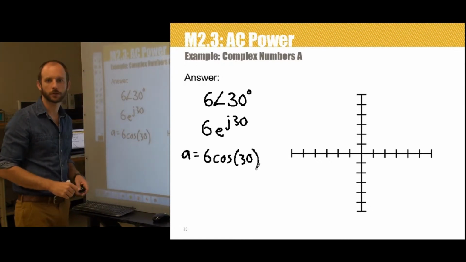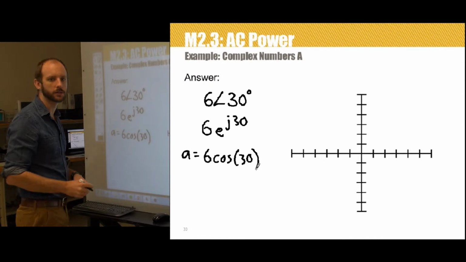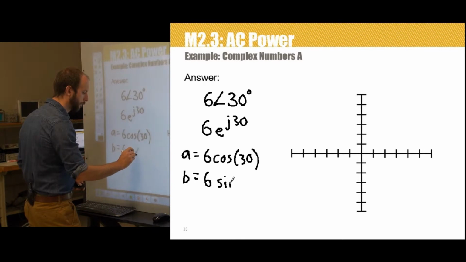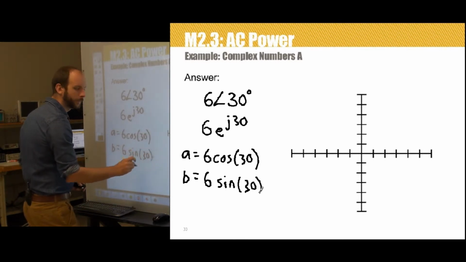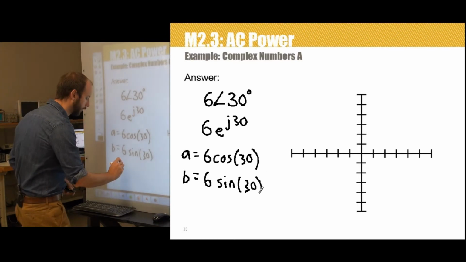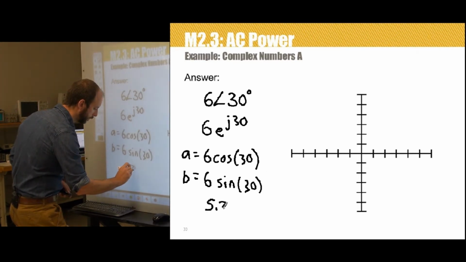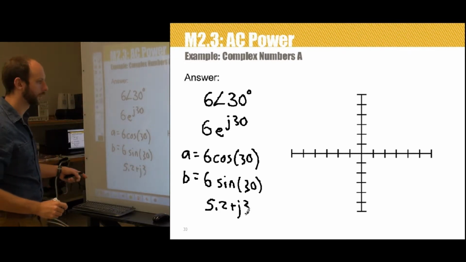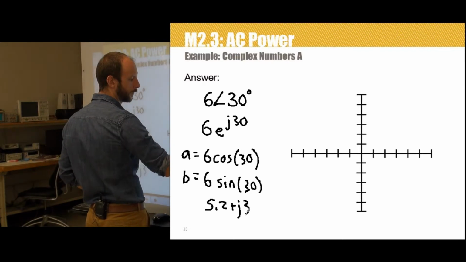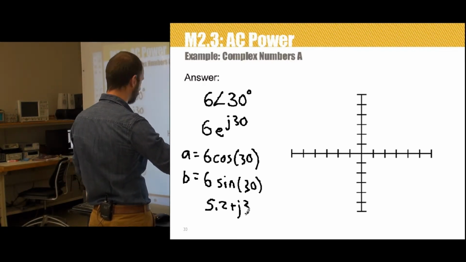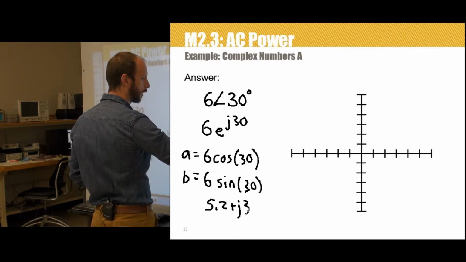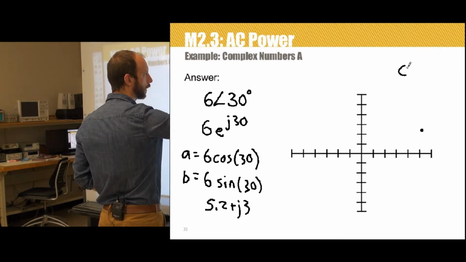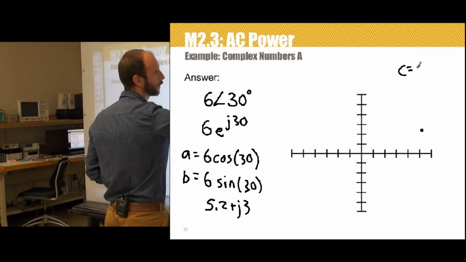If you're using a calculator, make sure it's in degree mode. And b is going to be 6 sine 30. And then we end up getting 5.2 plus j3. So if we were to plot this, we would go 1, 2, 3, 4, 5.2. It's a plus j, so it's 1, 2, 3. Roughly right there is the point. So that is c equals 5.2 plus j3.